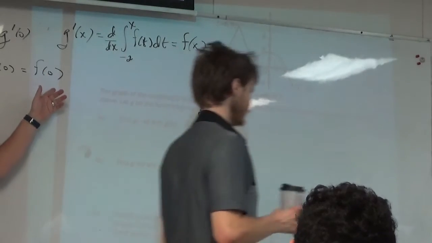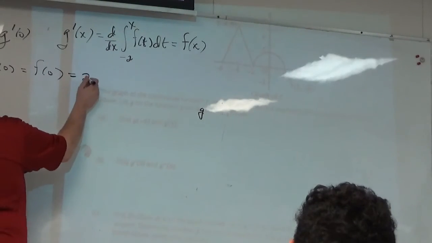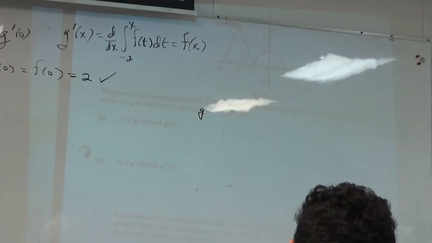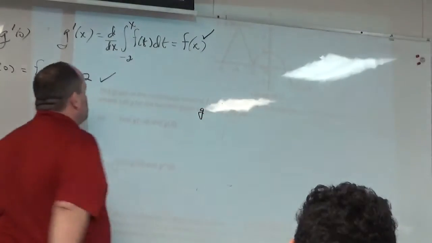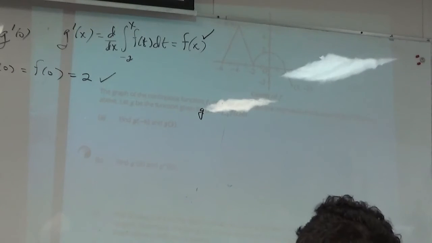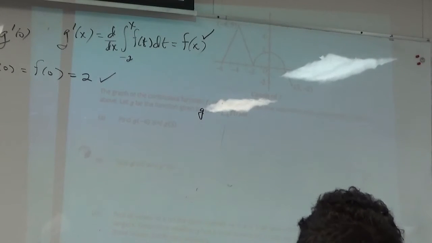Well, what's f of 0? F of 0 is 2. Congratulations, that gets you the first point. Sometimes they're going to give you another point for establishing the connection between g prime and f, but you have to show it. You have to have some reason.